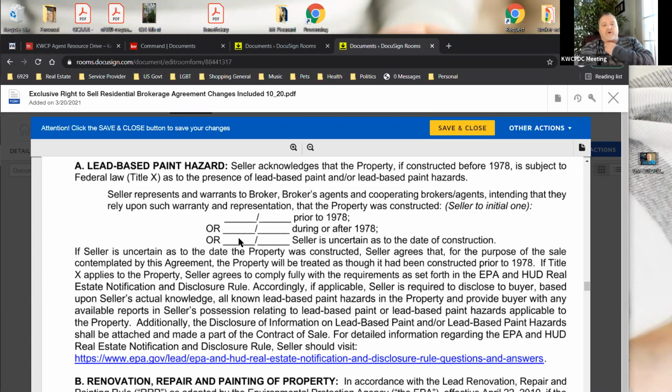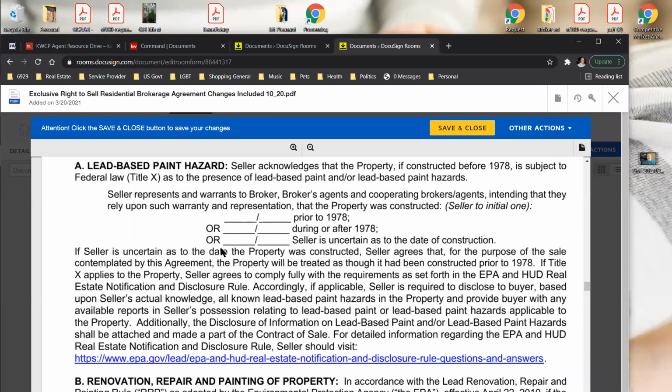We're almost never going to have this initialed here. If you're going to have that initialed here as to being uncertain, then you probably need to have a conversation with your lead broker to consider why that is necessary. Almost always, it's not going to be this block. There's going to be evidence to support exactly when the property was built.